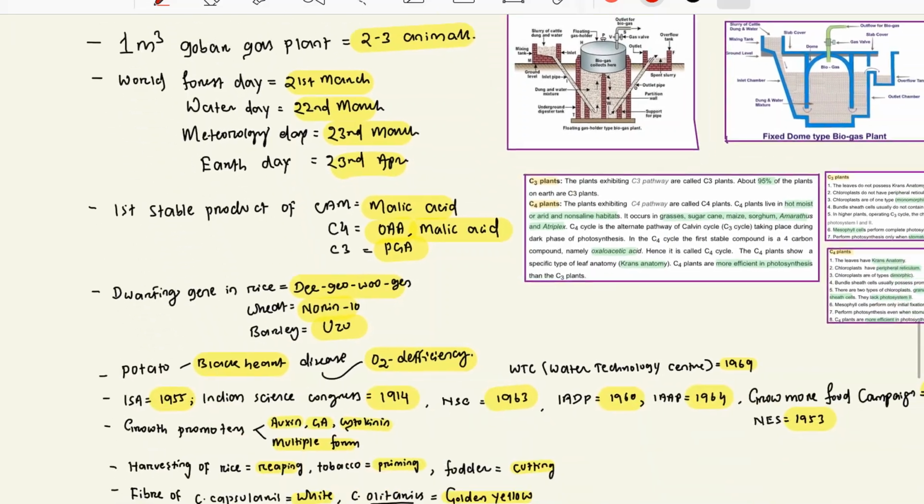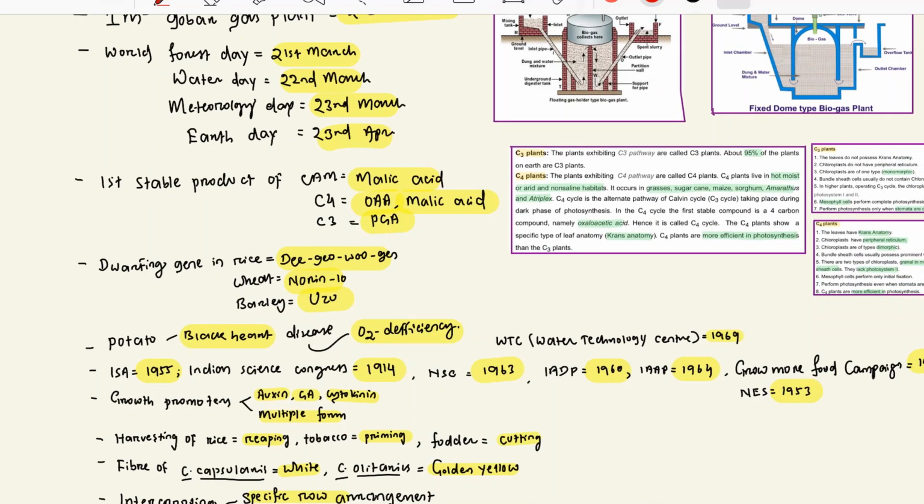Next, the first stable product of CAM plant. Do you know what is CAM plant? CAM means crassulacean acid metabolism. Examples like pineapple, agave, sisal are CAM plants. Their stomata open during night and they are very efficient in terms of water use efficiency, because during the day the stomata are closed and the transpiration rate is highly reduced. The first stable product of CAM plant is malic acid.